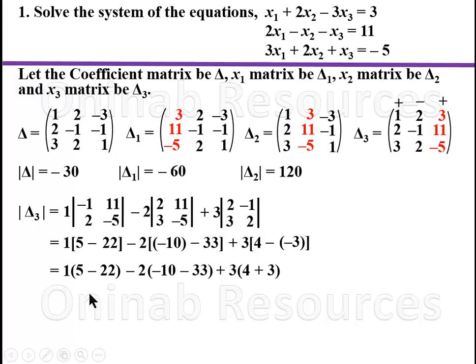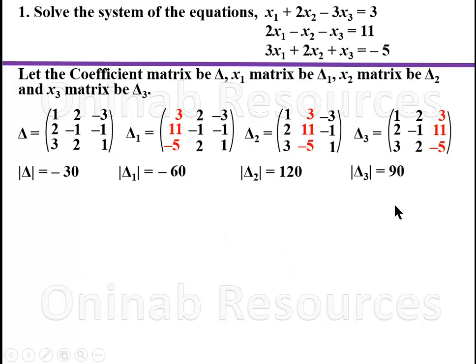5 minus 22 gives negative 17 times 1 gives negative 17. Negative 10 minus 33 gives negative 43 times negative 2 will give us positive 86. 4 plus 3 gives 7 times 3 gives 21. So evaluating this, we have a 90. So the X3 matrix has determinant 90. So we are done finding the determinant of the 4 matrices we have.